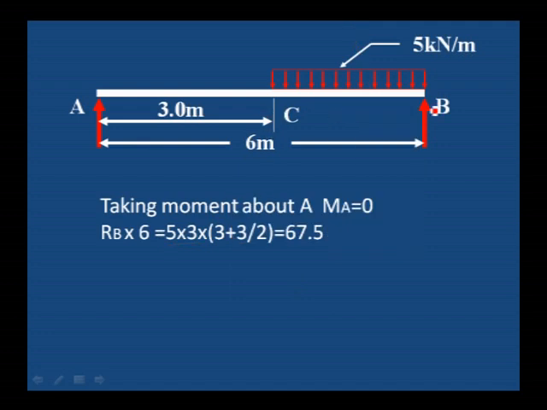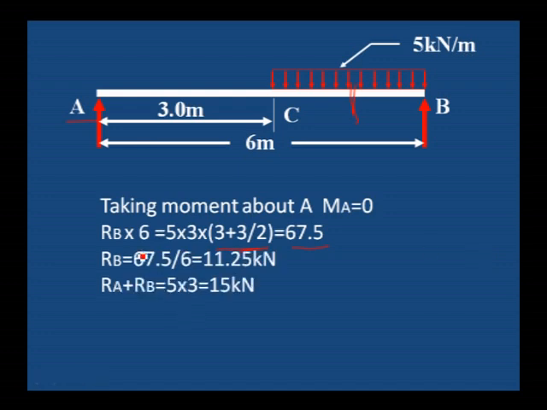Center of 3 meter is 3 divided by 2, plus the distance from A to this point, so it is 3 plus 3 by 2, that is 4.5. 5 into 3 is the load, into the distance from the center point to A, 4.5. That is the value 67.5 kilonewton meter. Therefore, RB is equal to 11.25.